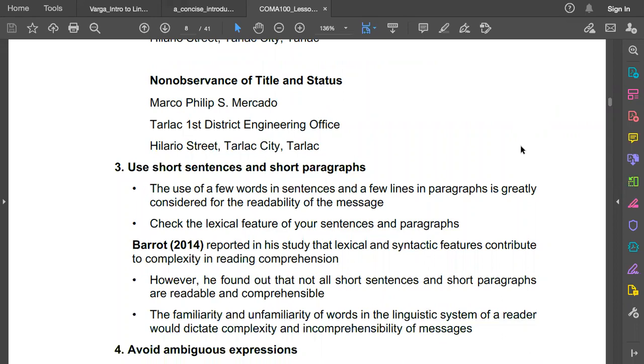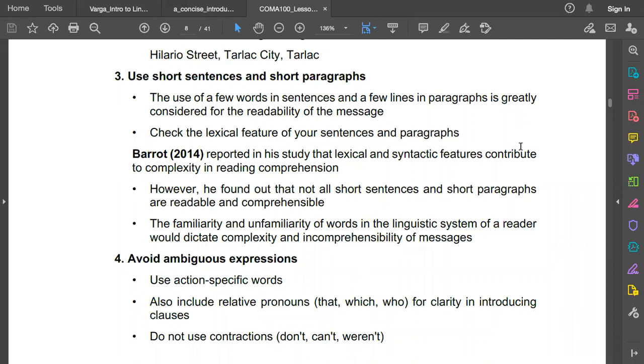Okay. The use of short sentences and paragraphs. It's just like speaking in simple sentences. See to it that your sentences in written form are understandable. You do not aim to impress the reader of the letter, but somehow you need to impress, but it should be secondary. Your primary goal is to make your letter understood. Use few words in sentences and few lines in paragraphs to greatly consider the readability of the message.